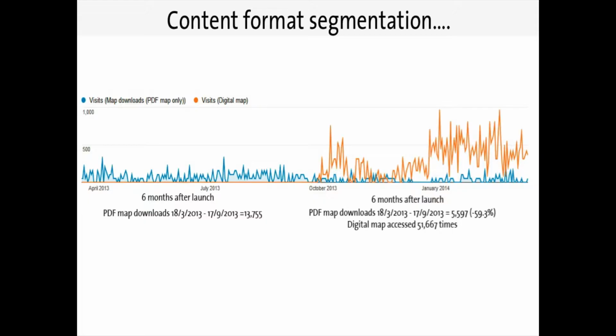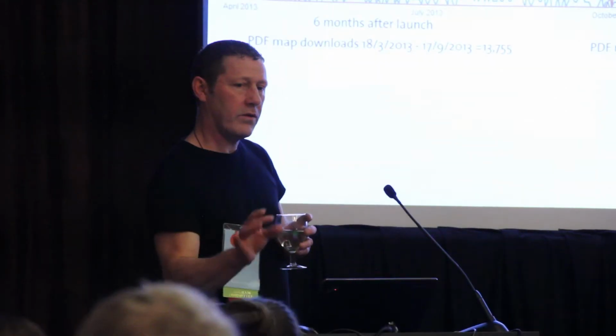But actually, in reality, it's much more complicated than that. So you can do things like format segmentation, and this is where we've been looking at the difference between people downloading a PDF map and people looking at a map that we've made on a tablet that you can use with your fingers.